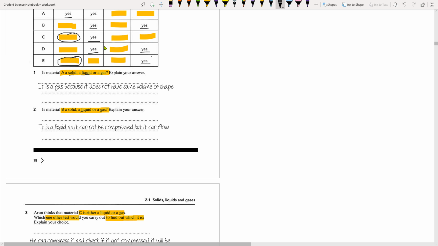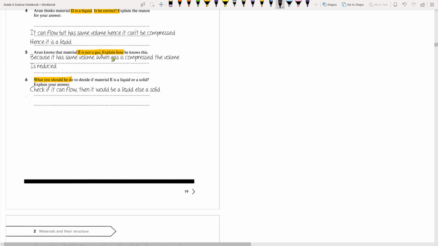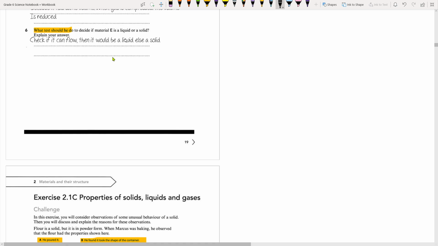Gases, sorry, no, not the compression, but he's going to see the flow test. Sorry, my bad. He's going to do the flow test to see whether it's a solid or a liquid, because liquids flow, solids don't flow, right? Okay, you can check on these answers.